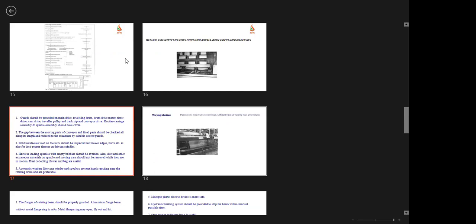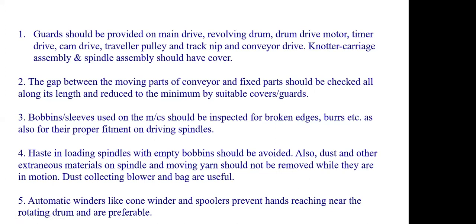Generally, if you get asked a question, they'll ask what the hazards are with respect to the textile industry and the safety measures to be followed to avoid accidents. There you need not write all this. Simply write that all the revolving machinery or motors should be effectively guarded. And the gap between the moving parts of the conveyor and the fixed parts should be checked all along its length and reduced to the minimum by suitable covers and bolts.